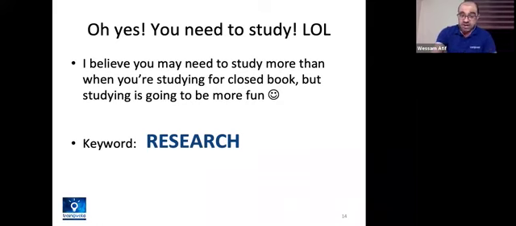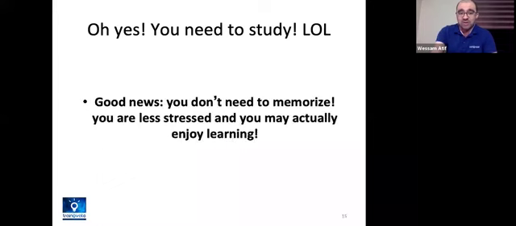And it's very easy now, because before, if you were trying to do research, you'd be buried in loads of books and printed materials, but now you just need your computer, laptop, or even phone and a good internet connection, and you'd just be buried in some tabs or browsers, online documents. All right, good news is you don't need to memorize. This means that you're less stressed and you may actually enjoy the learning process.